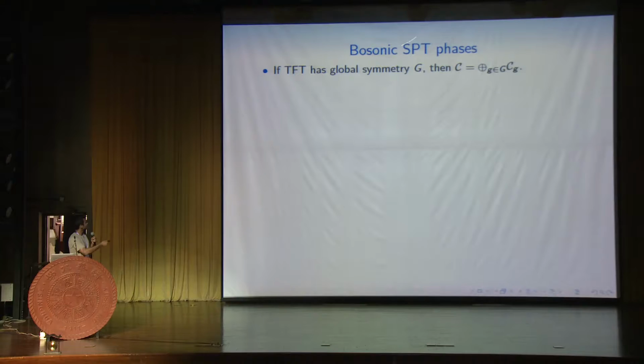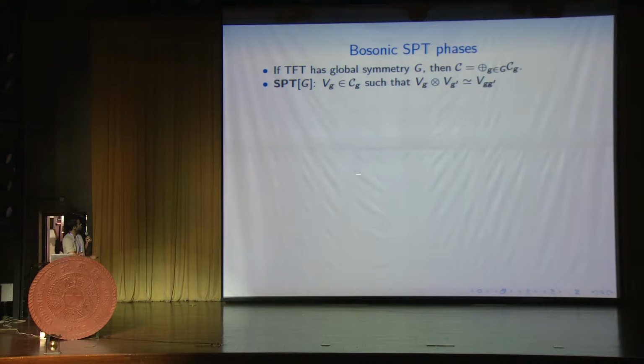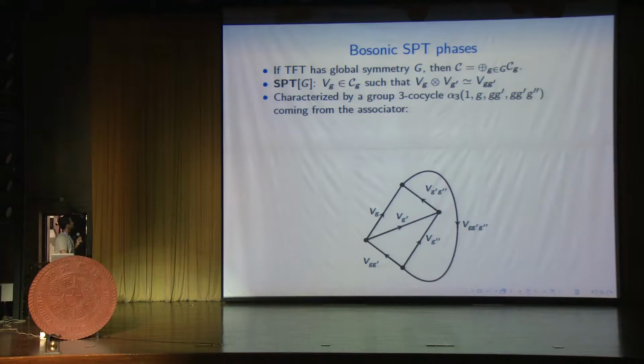So I will now define SPT phases in terms of spherical fusion categories. In general, if a TFT has global symmetry G, then the spherical fusion category splits apart into subcategories graded by the group elements. A bosonic SPT phase has a single simple object in each of these subcategories, such that the simple objects fuse together to give simple objects. It is completely characterized by a group 3-cocycle coming from the associator, which can be computed from a diagram like this.